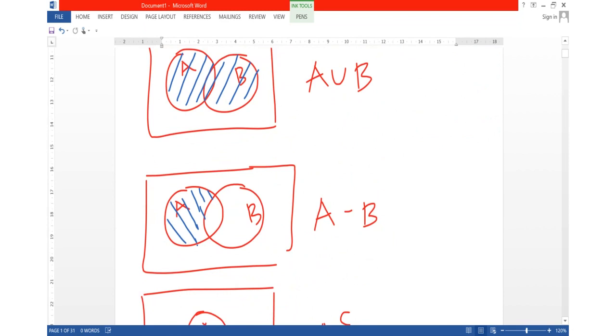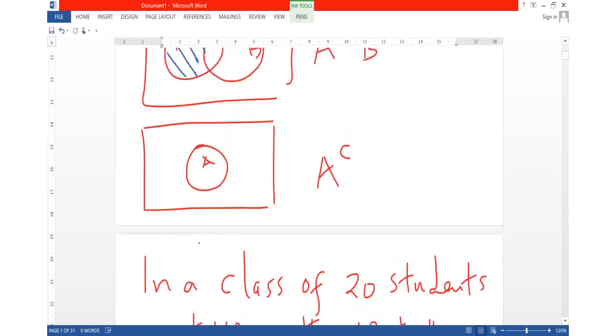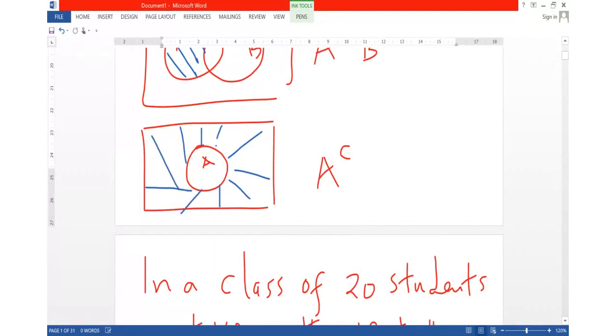And then you have the final one that I wanted us to do. If you go through the notes, there are others, but these are the most famous ones. We have now the complement. The complement is the elements that are found in the universal set. We have said the rectangle represents our U. The elements that are outside are found in U, but they are not found in A.